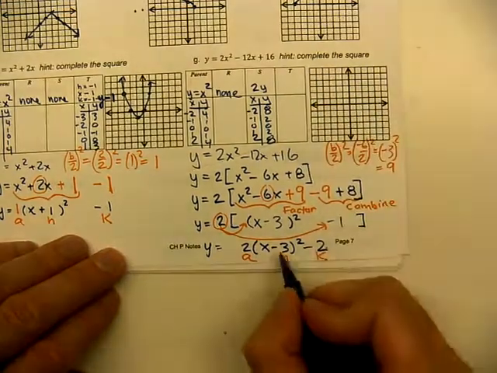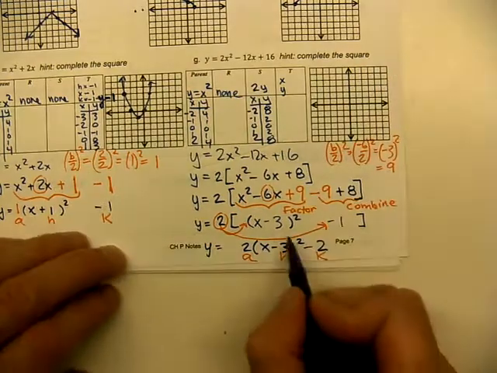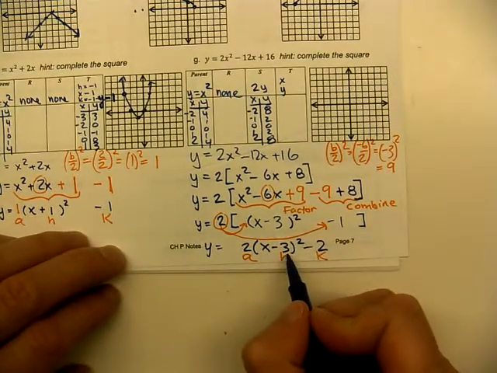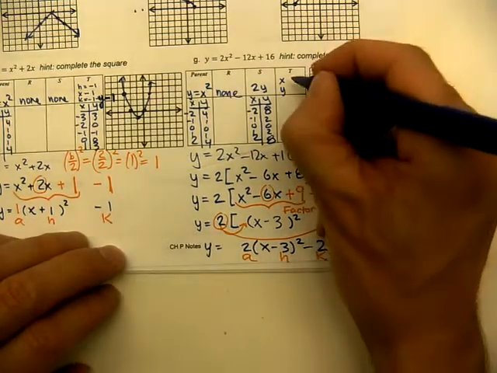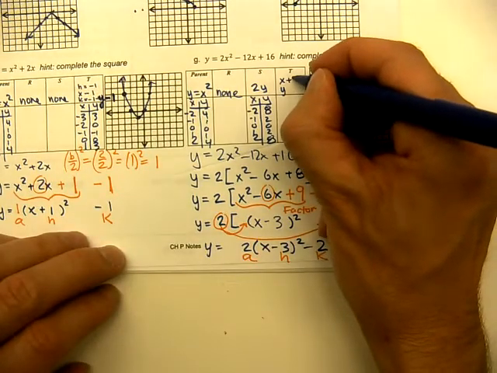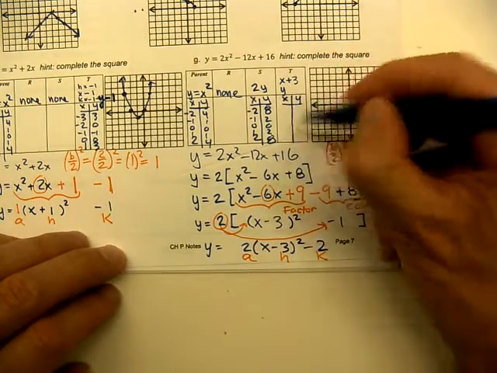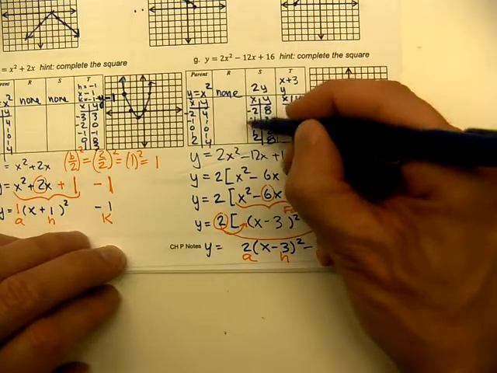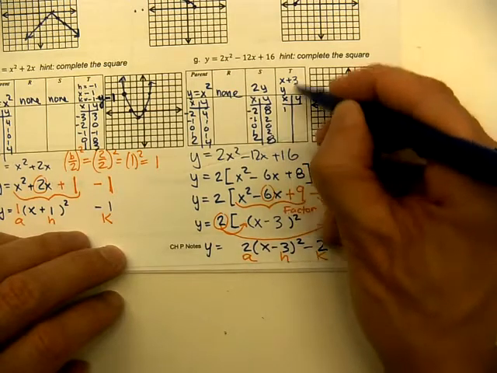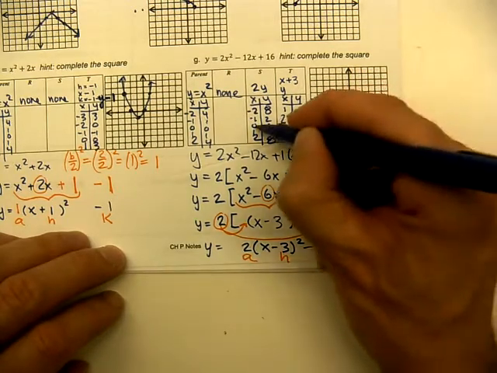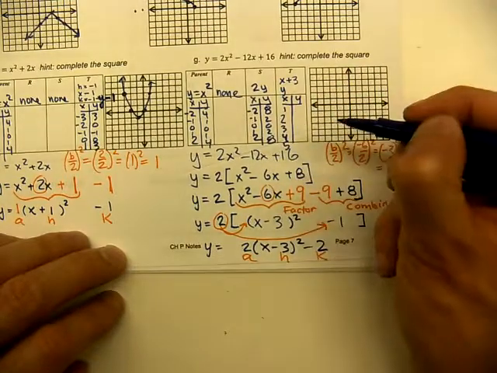For the translation, we have both h and k. So we'll think about how that changes the x coordinates and the y coordinates. It looks like a negative 3, but when you take this out of the grouping symbols, you always change the sign. So h is in fact a positive 3. We're shifting to the right 3 spaces, which means our x coordinates have to increase by 3. So let's add 3 to each of our x coordinates. So negative 2 plus 3 is a 1. Negative 1 plus 3 is a 2. 0 plus 3 is a 3. 1 plus 3 is a 4. 2 plus 3 is a 5.